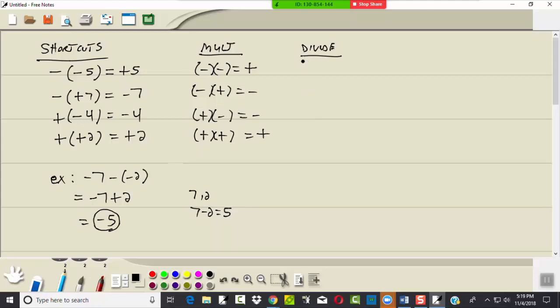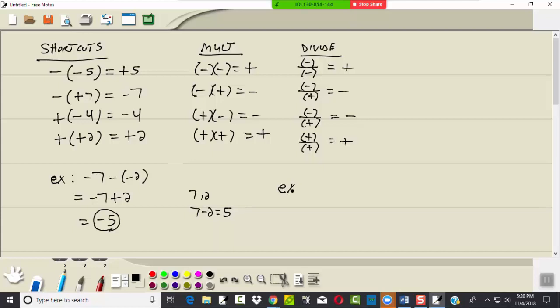Now for our divide. If you got a negative divided by a negative, and I'll put this in fraction form, but that means division, that's going to give us a positive. If you have a negative divided by a positive, that's going to give us a negative. If you have a positive divided by a negative, negative. And if you have a positive divided by a positive, that's going to give you a positive. Fairly easy to remember. Same principle as the shortcuts. If the signs are the same, it's always positive.